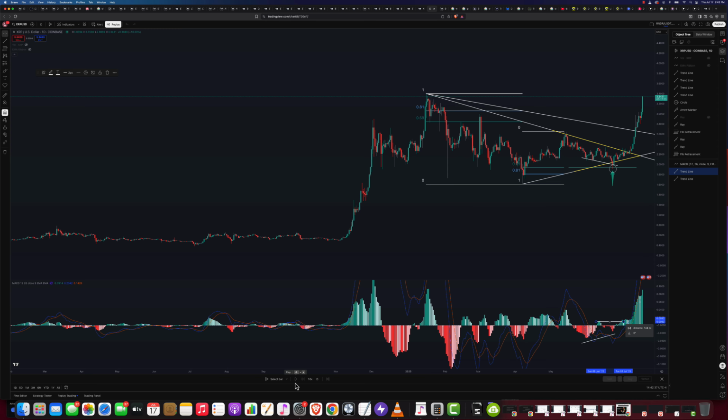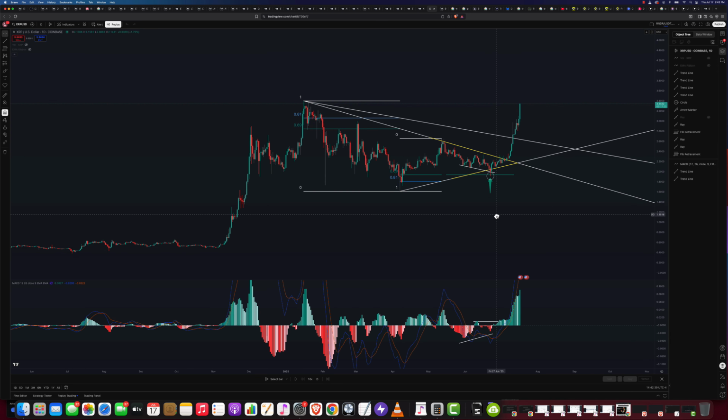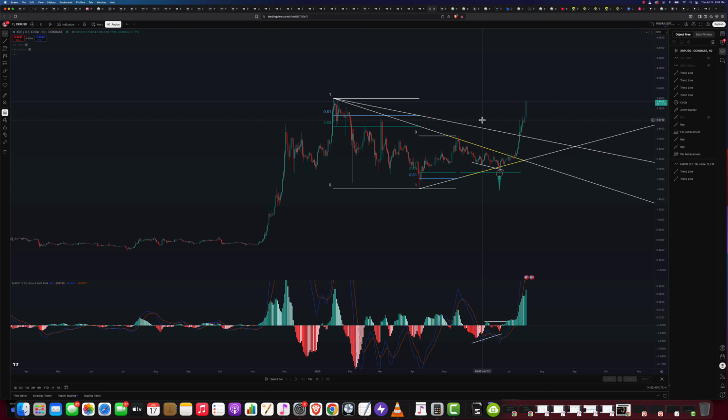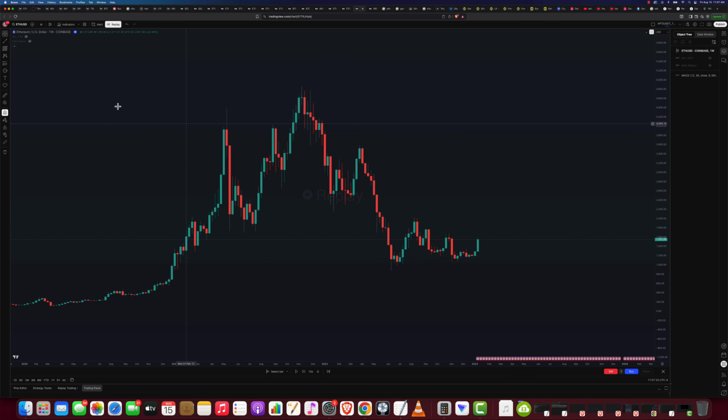All right, let's go ahead and readjust. Now, as you can see, price broke out of the triangle and broke past all levels of resistance and is now looking to make new highs. For our last example, let's take a look at Ethereum USD on a weekly time frame.